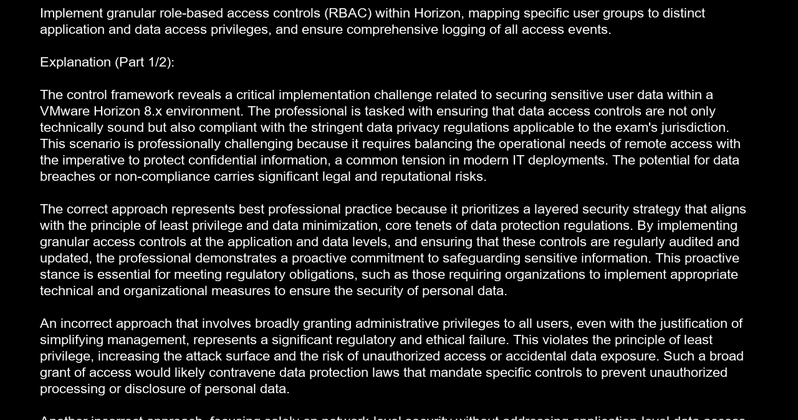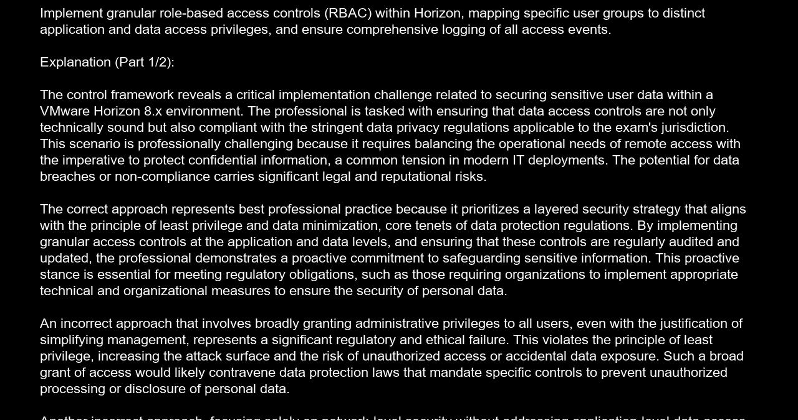This violates the principle of least privilege, increasing the attack surface and the risk of unauthorized access or accidental data exposure. Such a broad grant of access would likely contravene data protection laws that mandate specific controls to prevent unauthorized processing or disclosure of personal data.